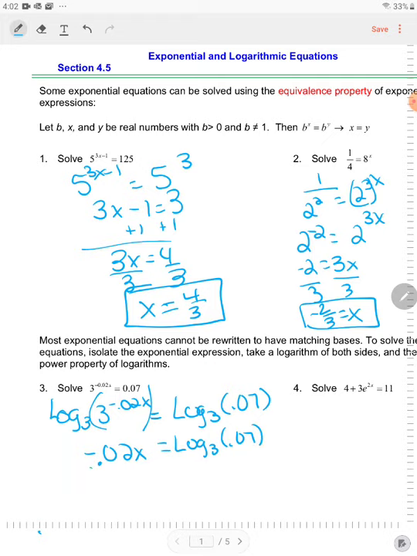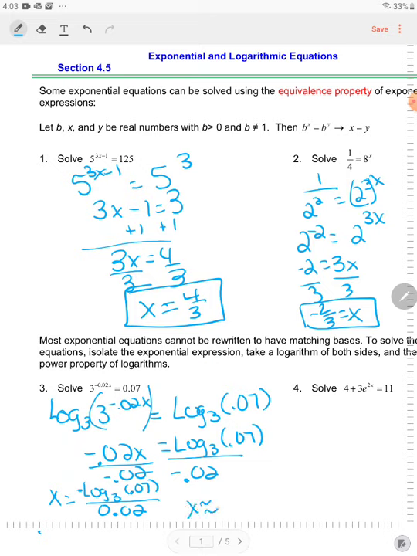Then you're going to divide by negative 0.02. And so we come up with x is equal to log base 3 of 0.07, and this can be negative, because we don't like negatives in the denominator, divided by 0.02. That's an exact answer.